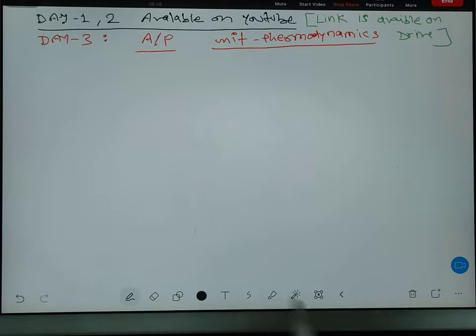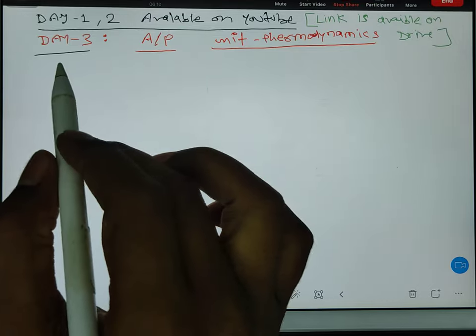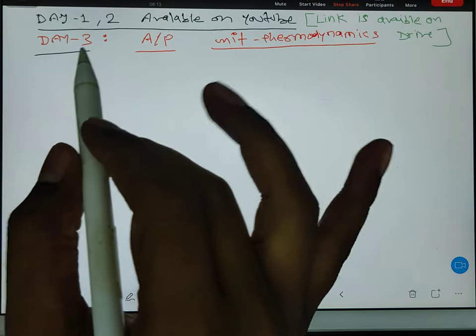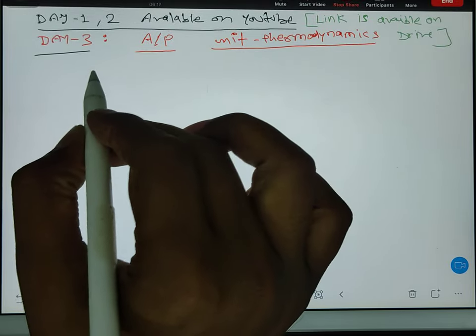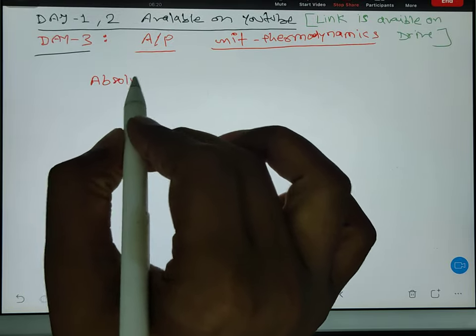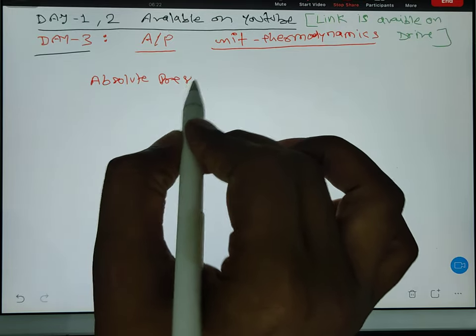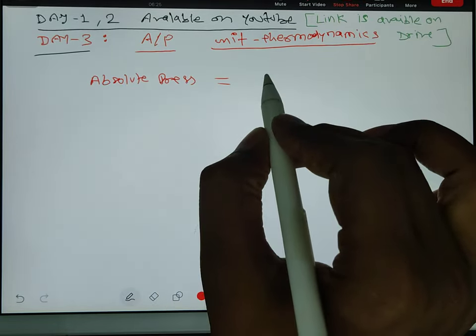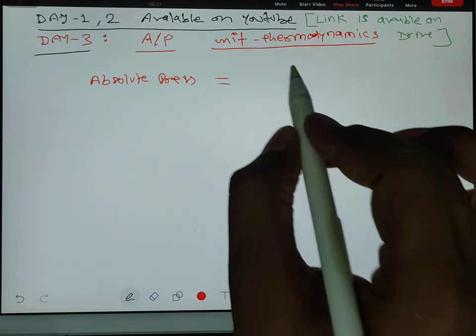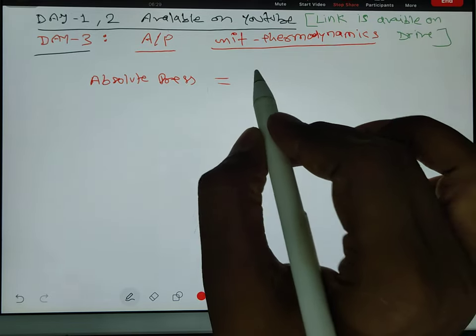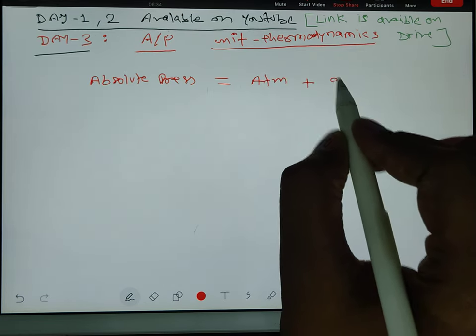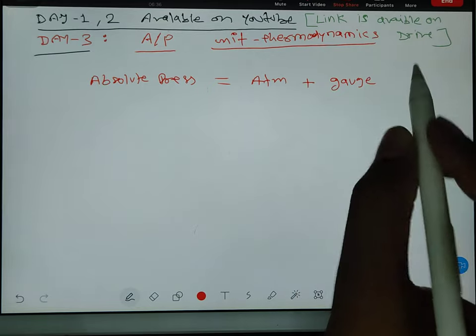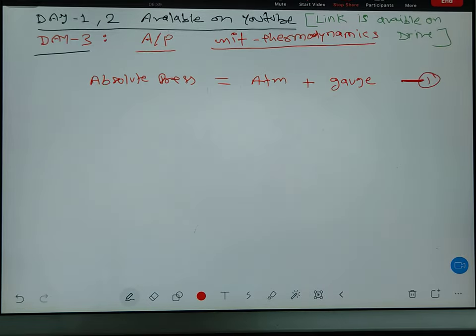So we are starting our day 3 lecture, and in last class we have understood the idea of absolute pressure, gauge pressure, total pressure, etc. In last class we understood that our absolute pressure can be more than atmospheric also, or it can be less than atmospheric also. So over atmospheric pressure, whatever is extra, that is your gauge pressure. So this became one formula to calculate absolute pressure.